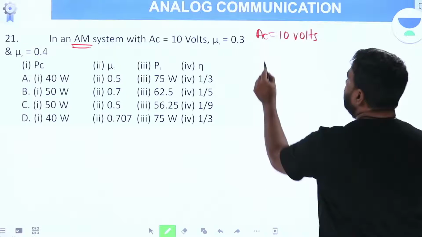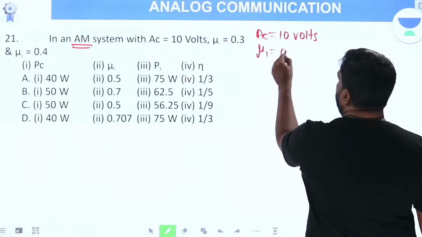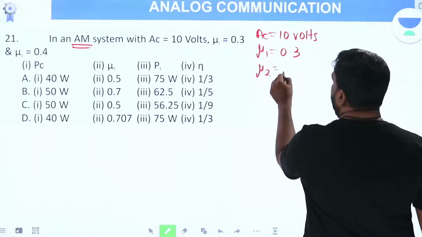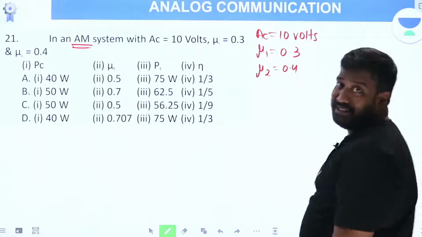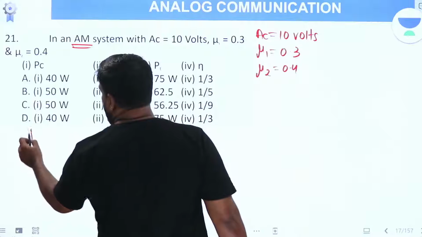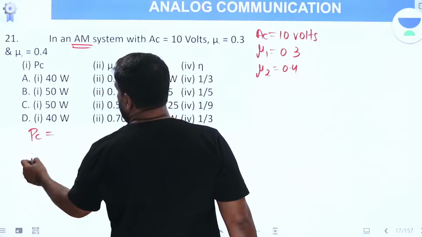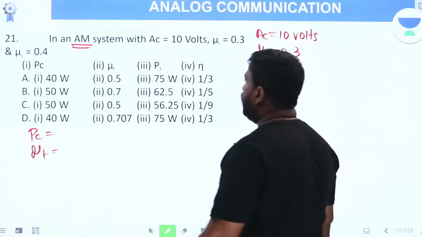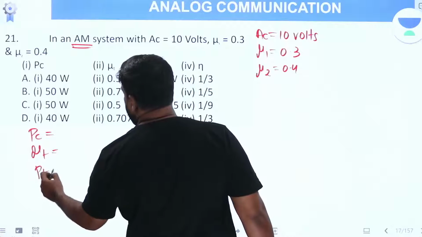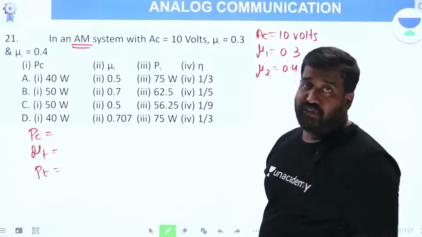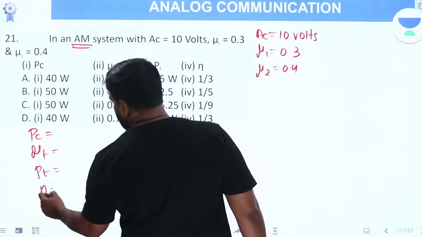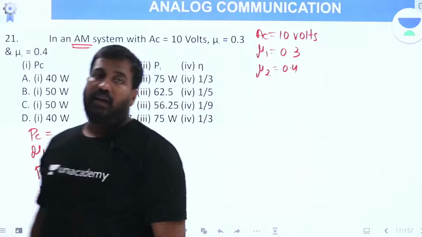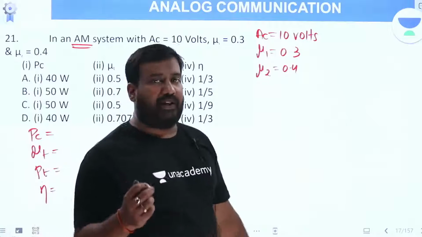Mu1 is 0.3. Mu2 is 0.4. He's asking us to find the carrier power PC, total modulation index mu t, total power PT, and modulation efficiency eta. So as I told you, just try to pause the video here, try to solve it by yourself, then play the video for the solution.